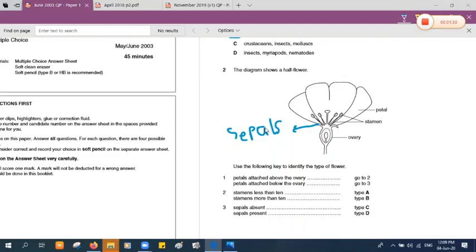So what do you think is type A? Okay, let's think together. Here, petals attached above the ovary or petals attached below the ovary. Yes, so we will move to question number 2. Stamen less than 10 or stamen more than 10, of course, less than 10. So this will be the right answer. Perfect, and thank you. Let's move on.